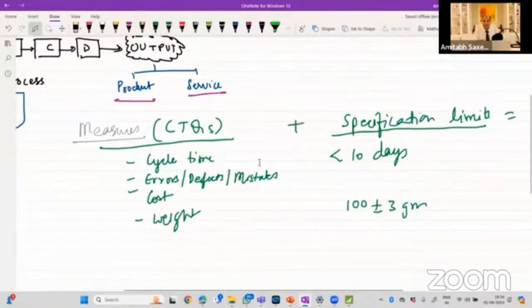Now I'm repeating the definition. Lean and Six Sigma is using a project approach to improve the processes so that the customer is satisfied. So that is a simple one sentence definition as per me, of course.